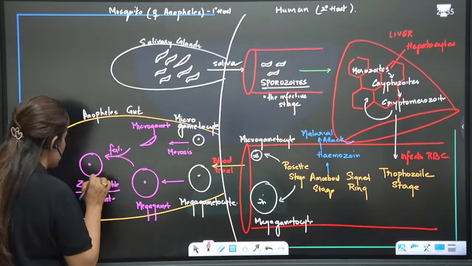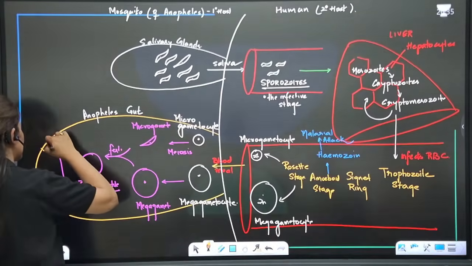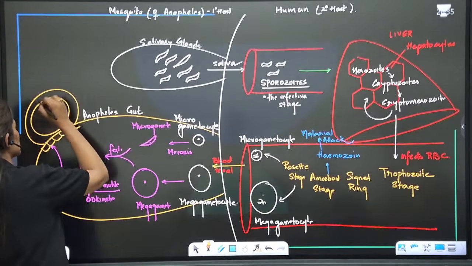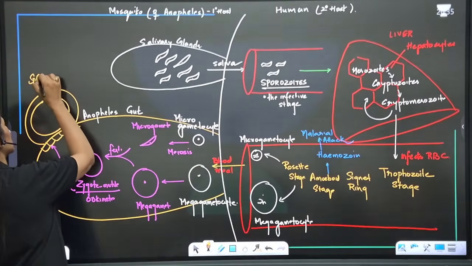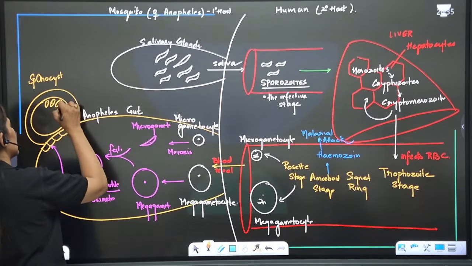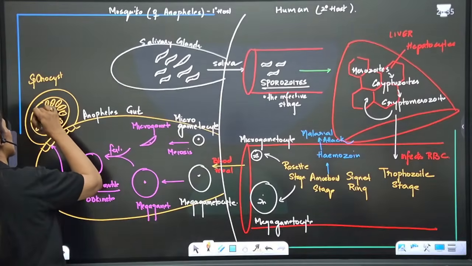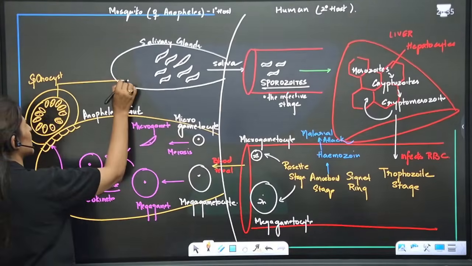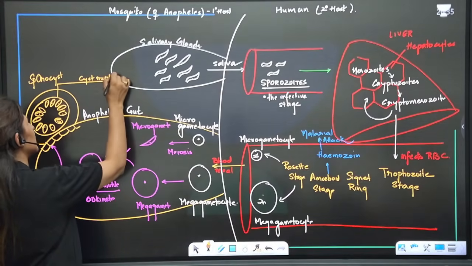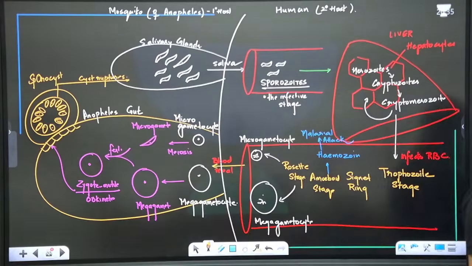Now this ookinete goes into the wall of the alimentary canal and forms a cyst-like structure which is called the sporocyst. And there are these structures formed and eventually the cyst will rupture and release these sporozoites into the salivary gland. Are you getting that? Please tell me these points are clear.